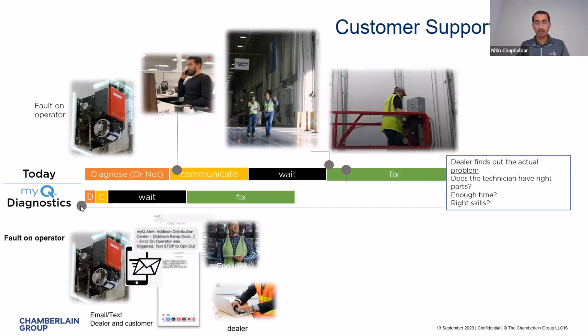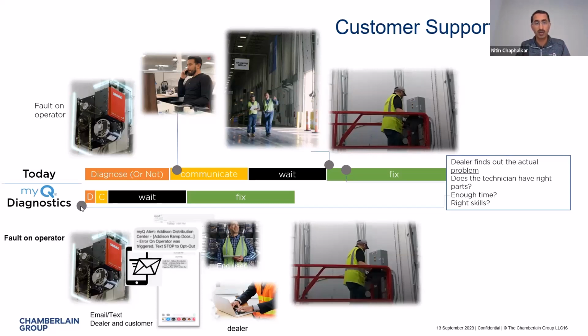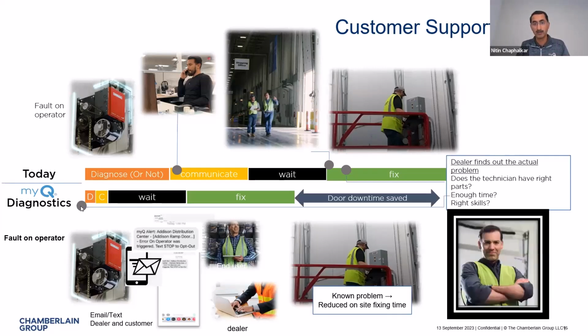And so the point here is that because you have this information and because you are sending the right guy the first time, and because it's a known problem, you get reduced on-site fixing time because you're not trying to figure out what the problem is. It's really going to save the customer the door downtime. And I mentioned in my talk earlier that every day the door is down, it accumulates to dollars. So you are actually saving customer money. You are actually giving a lot of benefit to the customer.